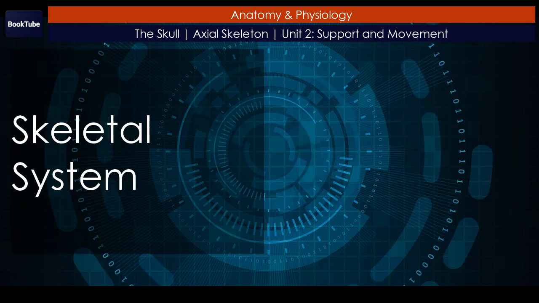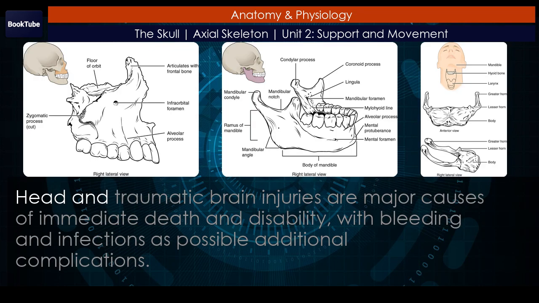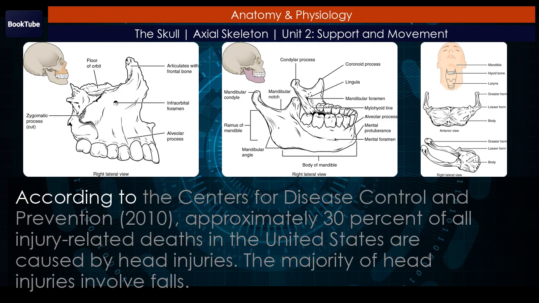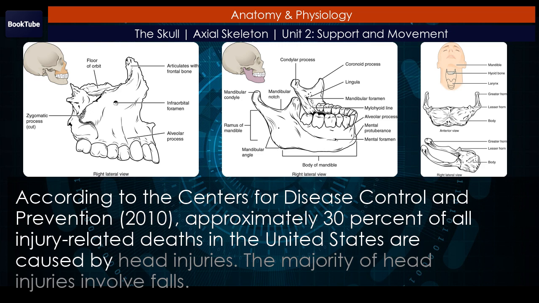Disorders of the skeletal system: head and traumatic brain injuries are major causes of immediate death and disability, with bleeding and infections as possible additional complications. According to the Centers for Disease Control and Prevention, 2010, approximately 30% of all injury-related deaths in the United States are caused by head injuries.